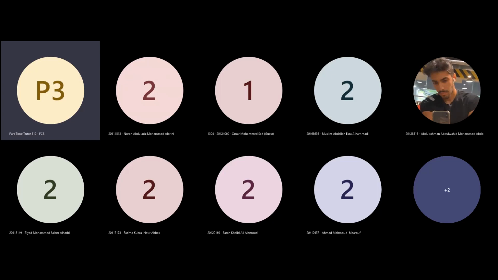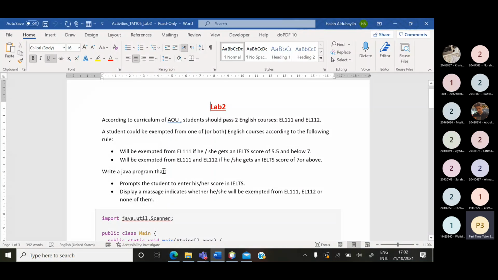The first idea here: a student could be exempt from one or both English courses according to the following rules. So we have a student who will be exempt from an English course if he passes English course EL 111 or EL 112 based on his IELTS score.